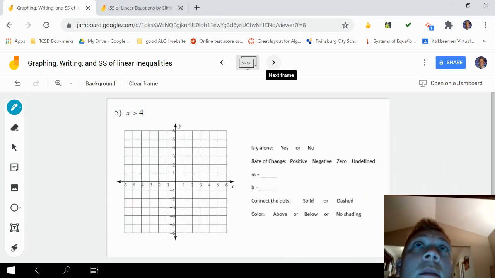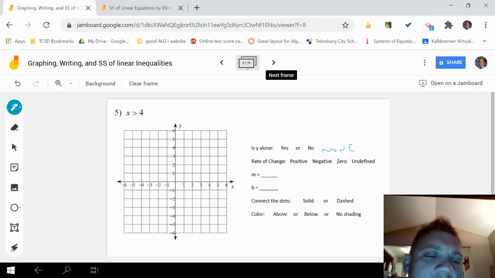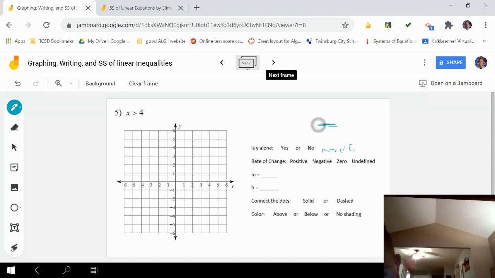Here's a weird one. Why do I say it's weird? It's because we're missing the y value. All right? So when we go to answer this question, is y alone? What do we say? There is none. So what does that mean? It's a special case. What does that special case mean? It's either going to be a horizontal line with no slope, or it's going to be a vertical line as an undefined slope. Remember, we want y. If there's no y, it's the weird one.